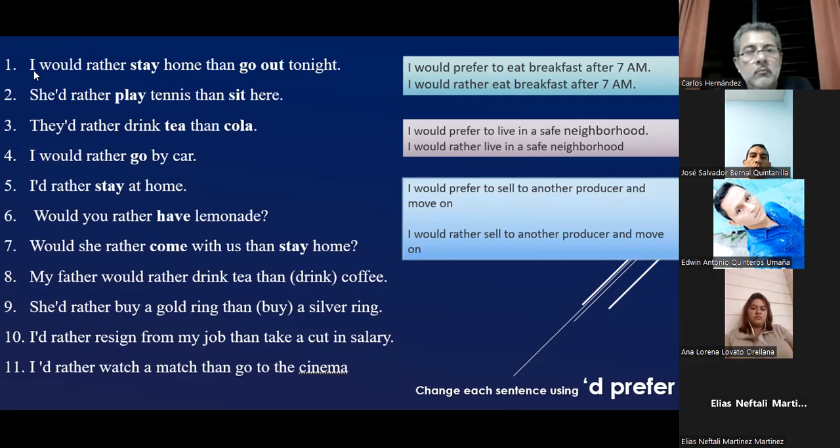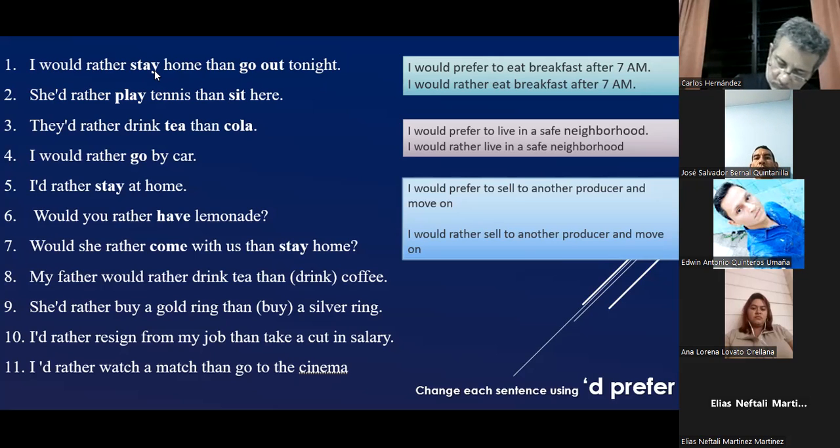So for example, the number 1, let's change it into this other structure, okay? The first structure will be, I would rather stay home than go out tonight. So let's transform it. I would prefer to stay home. Yes, we are still in the conditional. If we don't add would, then we are saying that is our preference always, right? Because it's in the present tense.